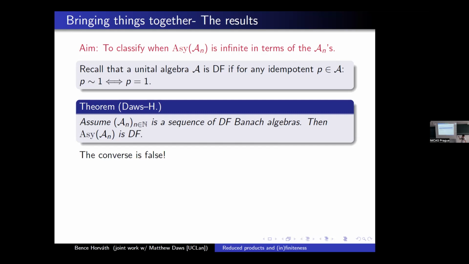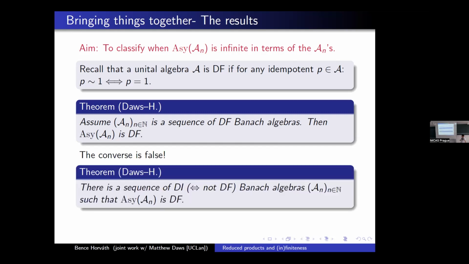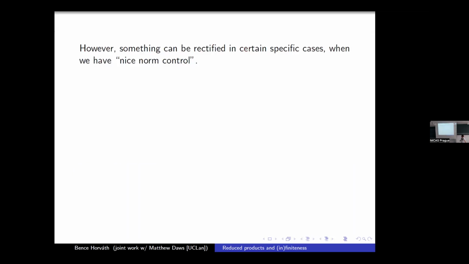But the converse, surprisingly, is false, or maybe not so surprisingly, but for C-star algebras, the converse is true. I will say a word about that later. So the converse is false because you can construct a sequence of Dedekind infinite Banach algebras such that the asymptotic sequence algebra will be Dedekind finite. We will see about that.